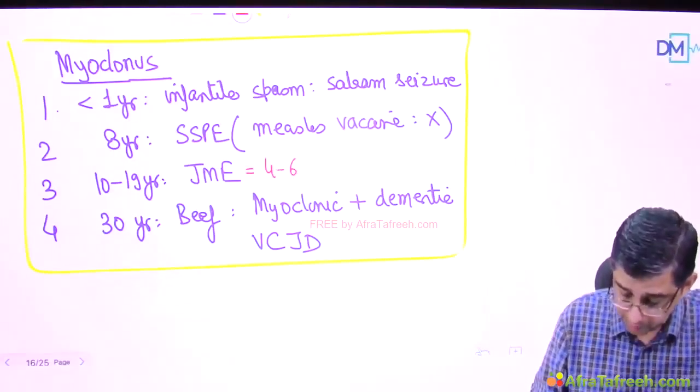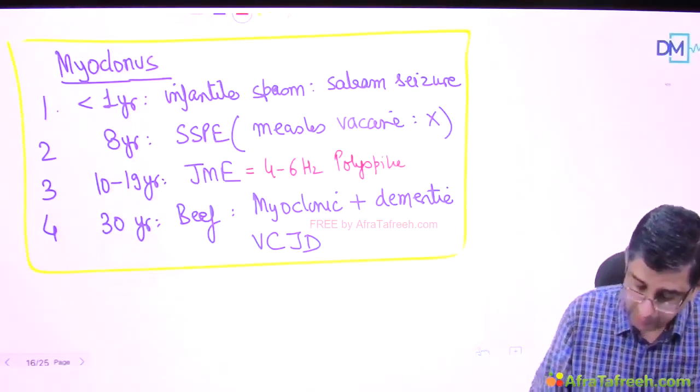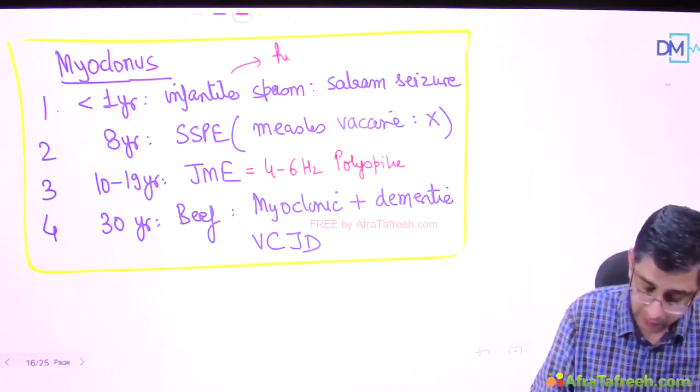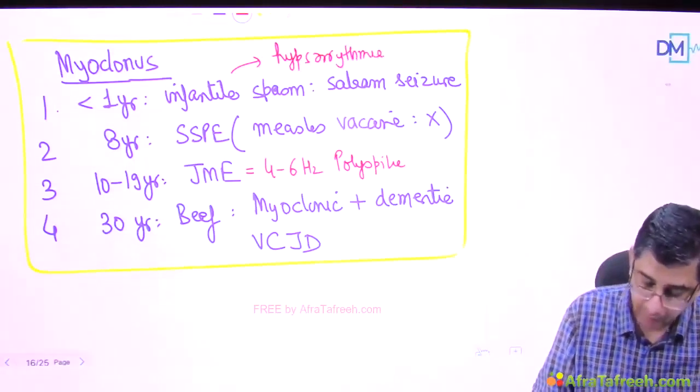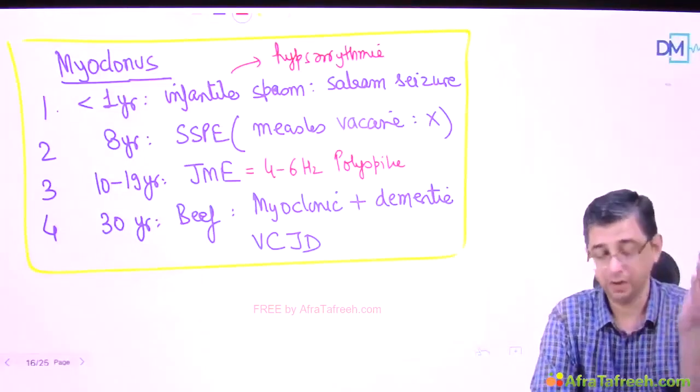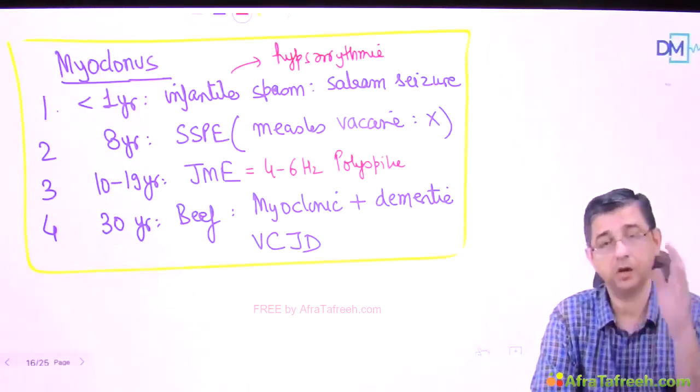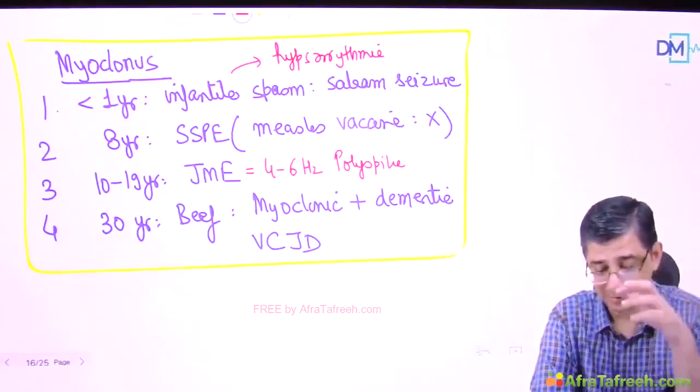This would be a 4 to 6 hertz polyspike pattern. The EEG of infantile spasm has also been mentioned, that is called hypsarrhythmia. I had explained that in hypsarrhythmia there is no pattern. I mean, any wave can occur at any point of time, and there is a background suppression of the activity also, that is an electrodecremental response.